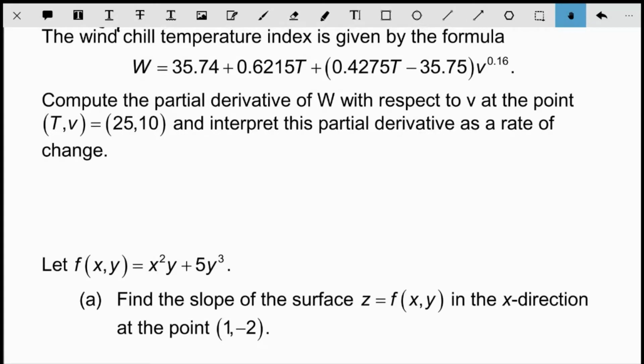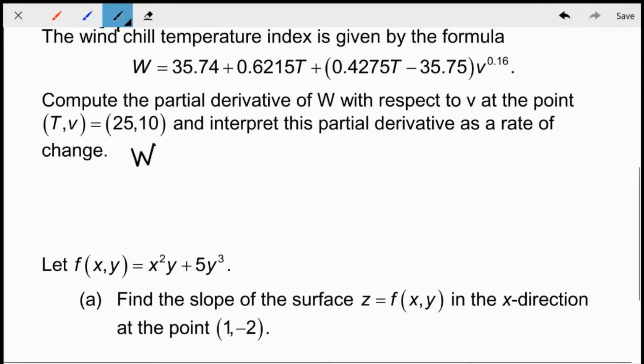It says the wind chill temperature index is given by the formula W is, and we have this function here. Compute the partial derivative of W with respect to V at the point T = 25, V = 10, and interpret this partial derivative as a rate of change. Okay, so I want to get the partial derivative with respect to V. I'm going to assume V here is talking about the velocity.